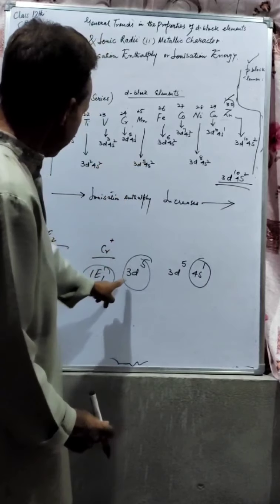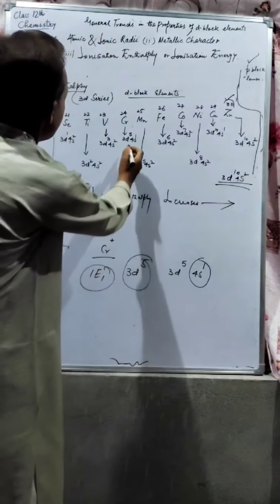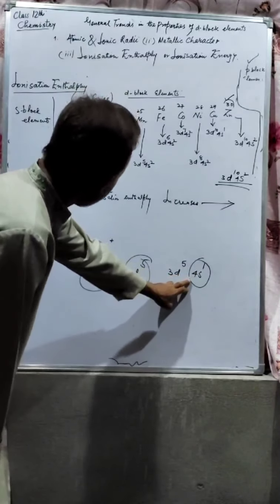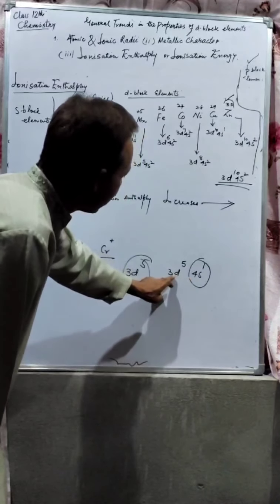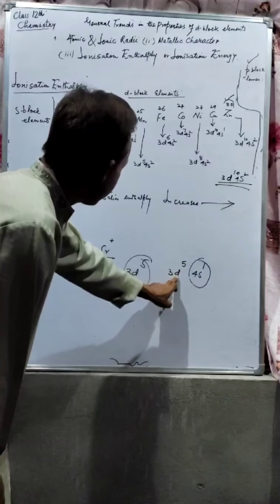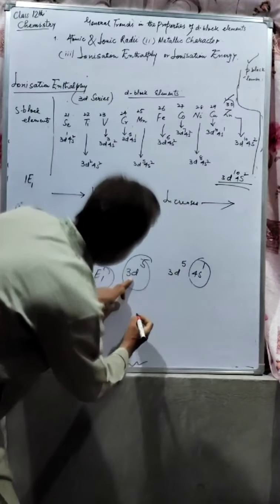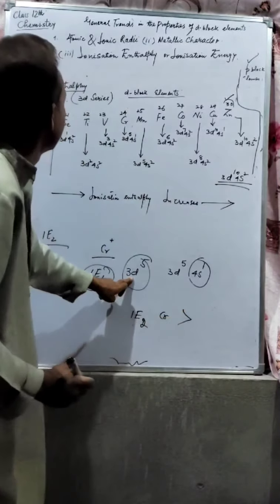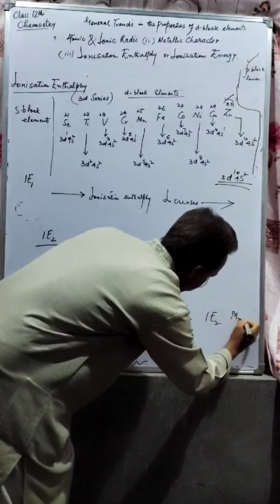increase. Here it is manganese, 3d5 4s1. Here we have to apply smaller energy, because after removing this electron it also remains a stable configuration. So the ionization enthalpy of 3d5, that is chromium IE second, is greater than that of manganese, IE2 of manganese.